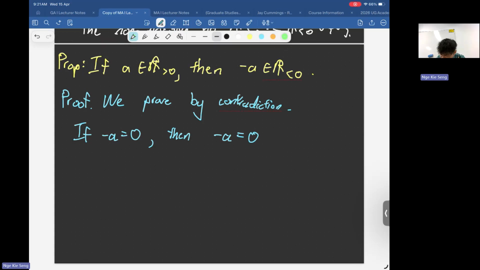So again, we come back to the goal and assumption game. Here is our goal, and here is our assumption. So you need to somehow relate your goal to your assumption. Is there a way to make minus A into A? Yes, multiply by -1. So we can multiply -1 to both sides.